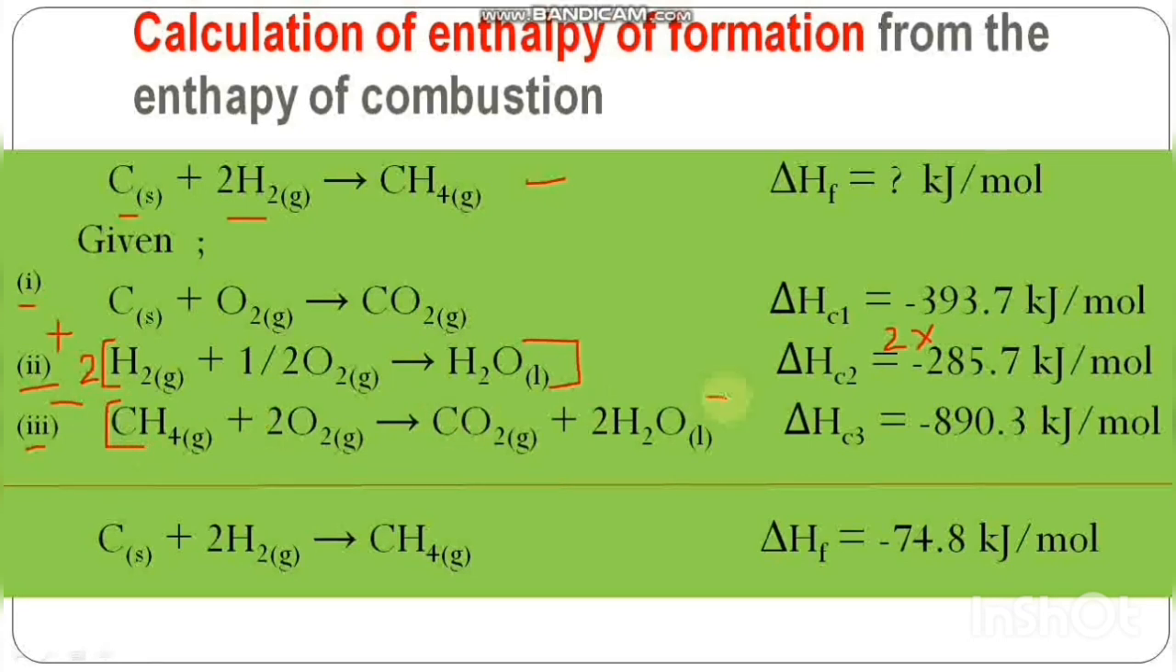When we add these three equations, the molecules that are not required will cancel out, like oxygen, carbon dioxide and water. We are left with carbon plus 2 hydrogen forming methane. Similarly, when we add the enthalpy values, we will get the enthalpy of formation of methane, which comes out to be minus 74.8 kilojoule per mole.